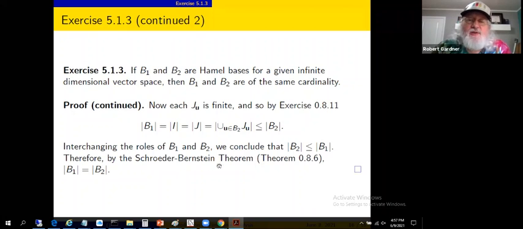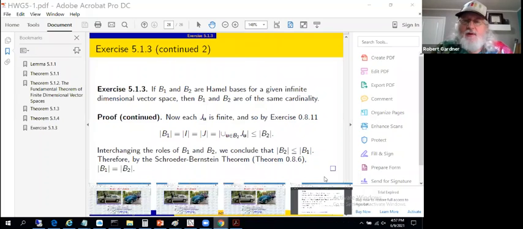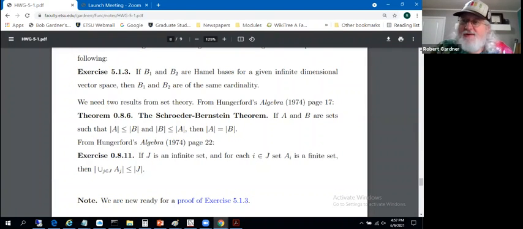The Schroeder-Bernstein theorem says when you have cardinality of B1 less than or equal to cardinality of B2 and cardinality of B2 less than or equal to cardinality of B1, then the cardinalities of B1 and B2 must be the same. And that was the claim. B1 and B2 are of the same cardinality. So, Hamel bases, if you got 2 of them for a given vector space, they will be of the same cardinality. Other things about Hamel bases, they're not at all practical.